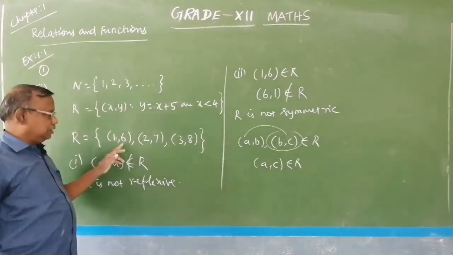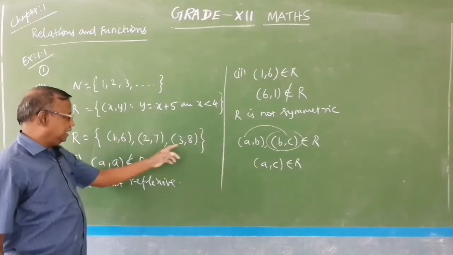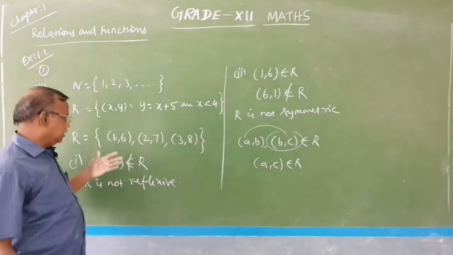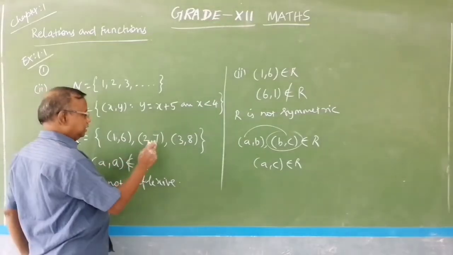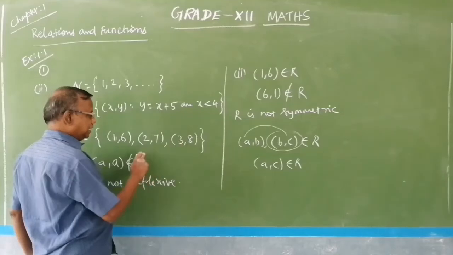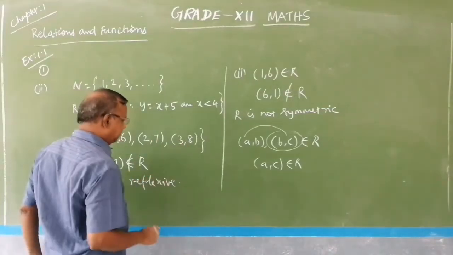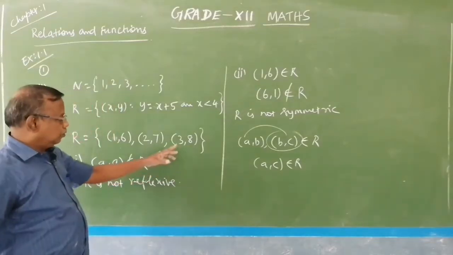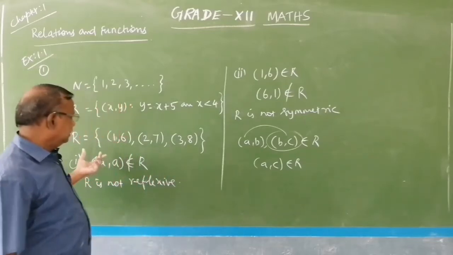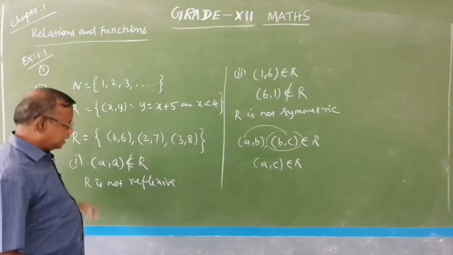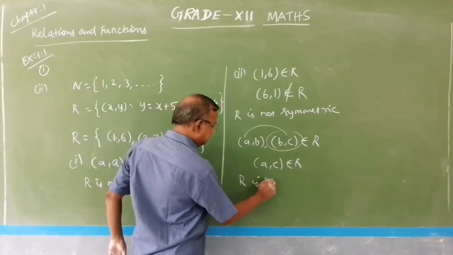So, 1 comma 6 is an element of R. There is no 6 as a pre-image of any element in the relation. Similarly, 2 comma 7 is an element of R, and there is no image for 7. Similarly, there is an element 3 comma 8, and there is no image for 8. Therefore, we need not look for any other element. Therefore, R is transitive here.